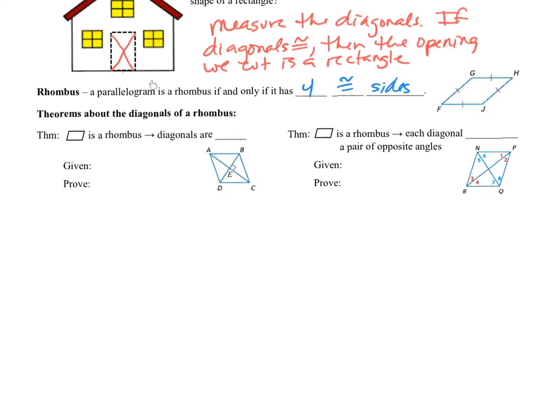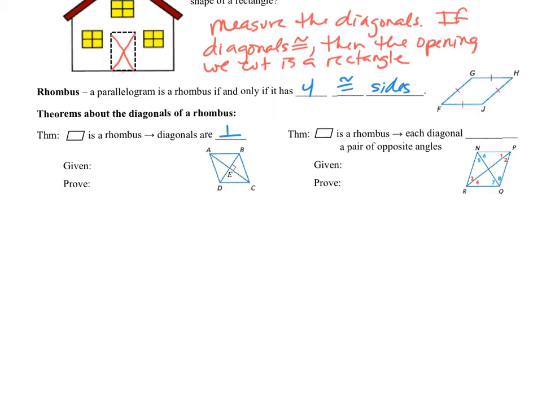All right, let's take a look at some theorems about the diagonals of a rhombus, and we're going to go ahead and prove those theorems. The first theorem says the following. If a parallelogram is a rhombus, then its diagonals are perpendicular.